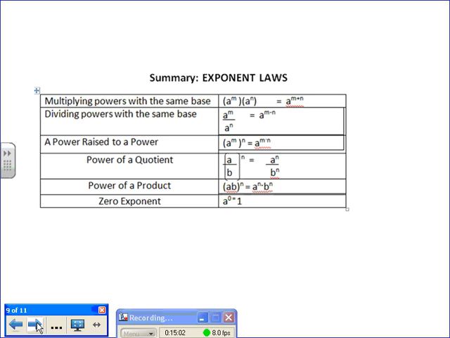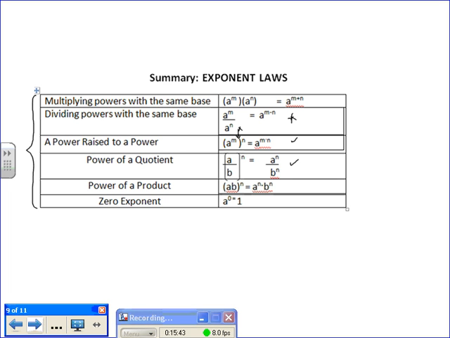That's it. I'm going to deal with some more challenging questions in just a moment, so just bear with me. But here's a summary of all 6 exponent laws. The first one is multiplying powers with the same base: when you have the same base, you add the exponents. Dividing powers with the same base, we subtract the exponents. When we have a power raised to a power, that little bracket tells us to multiply the exponents. And for the last two that we just looked at, when we have an exponent on the outside of brackets, we raise everything inside that bracket to the same exponent.